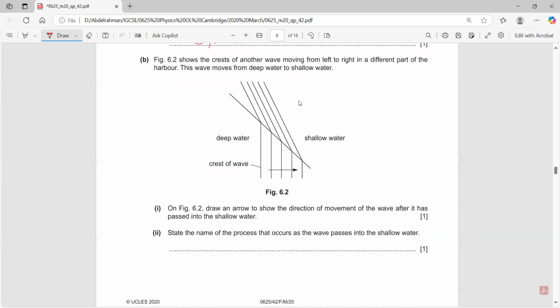Can I state the name before drawing? Yes, I can state the name. This is refraction, right? How can I draw the wave of this refraction?